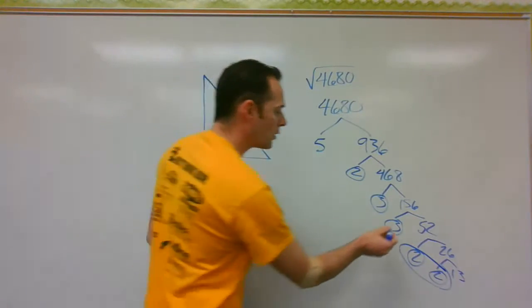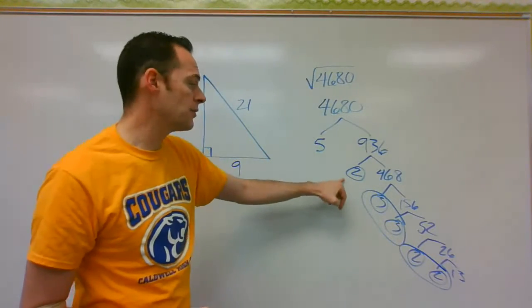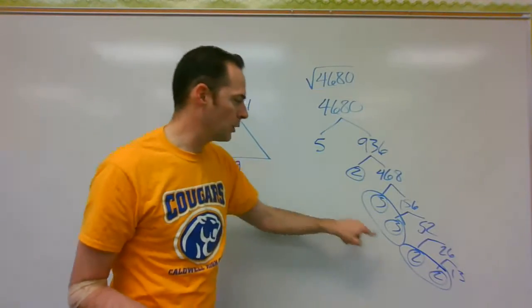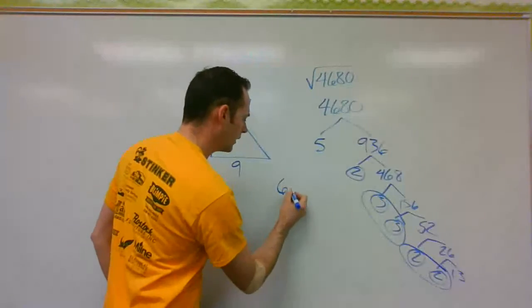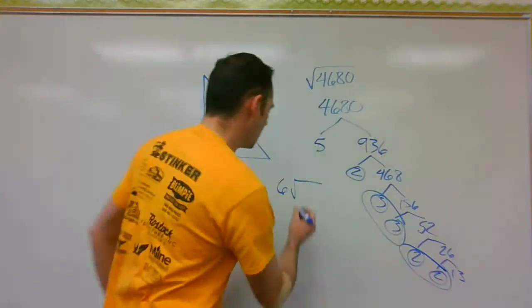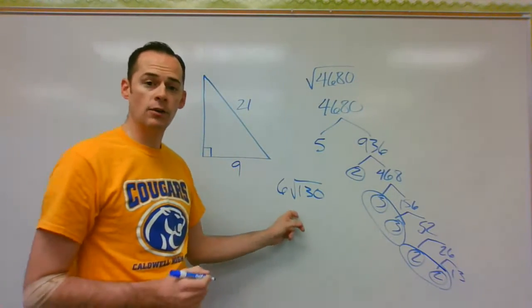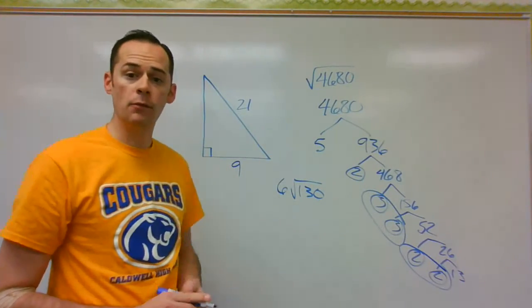I also have 2 3s, so I can pull those 2 3s out. This 2 has to stay because it doesn't have a pair. So I can pull a 2 and a 3 out, and 2 times 3 is 6. Then I'm going to do 5 times 2 times 13, and I'm going to be left with 130 on the inside. So this is my radical form of my square root, 6 square root of 130.